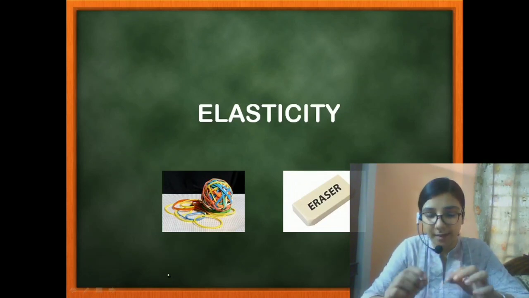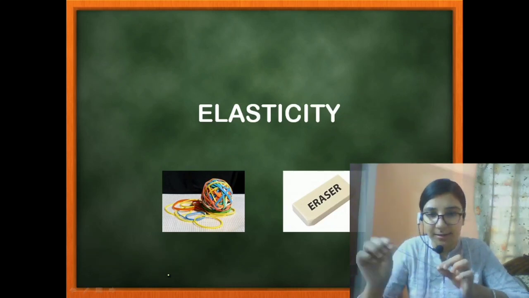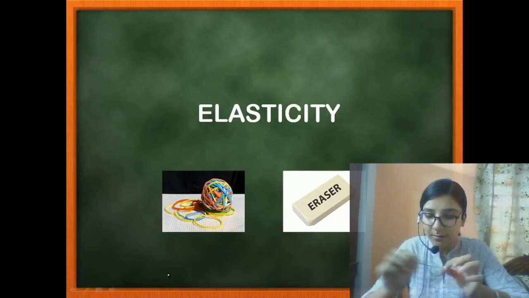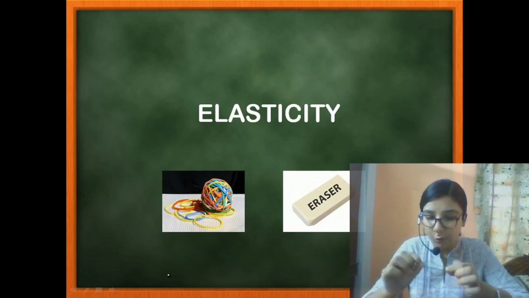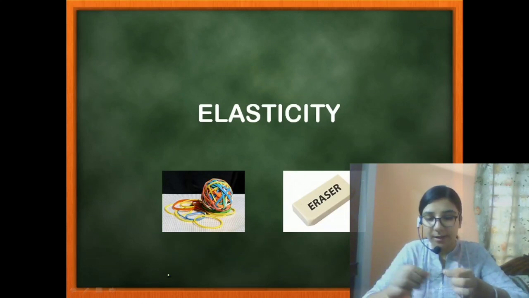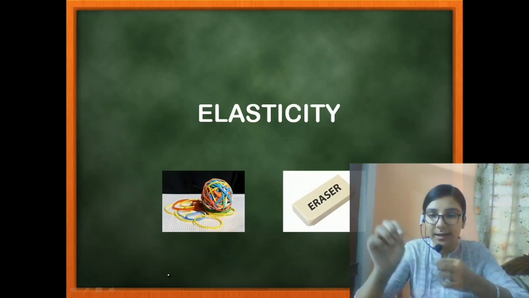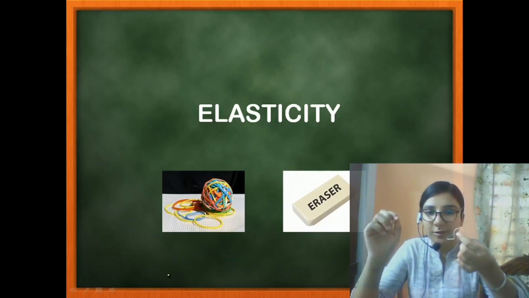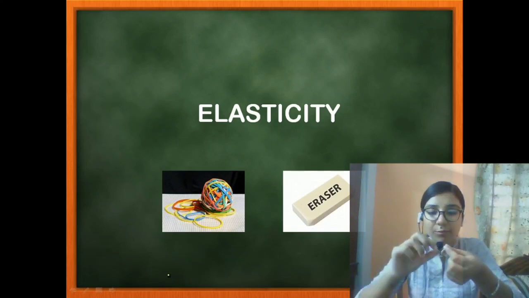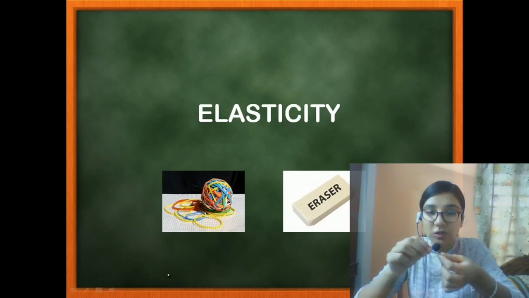Suppose if we take this rubber band, we know that it is elastic, right? That means it is stretchable, right? Now if we stretch it and if we leave it, what kind of property does it have? If we stretch it, we see that it gets deformed, and when we leave it, it will regain its original shape. That property by which this rubber band tries to regain its original shape is called elasticity.